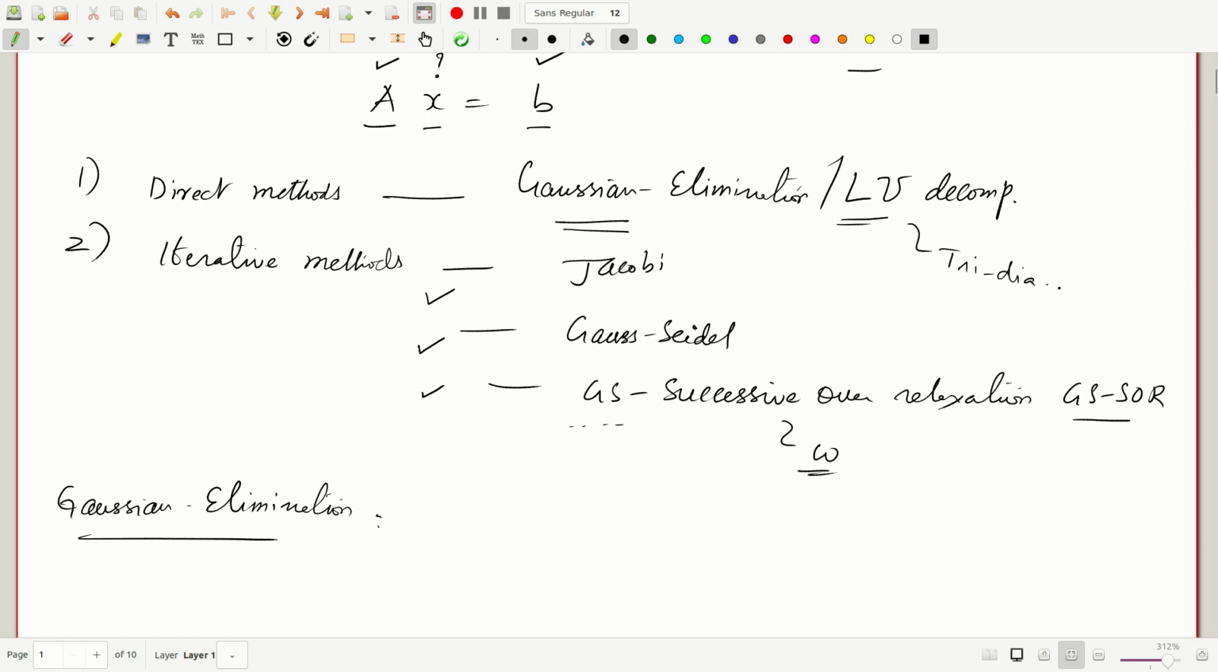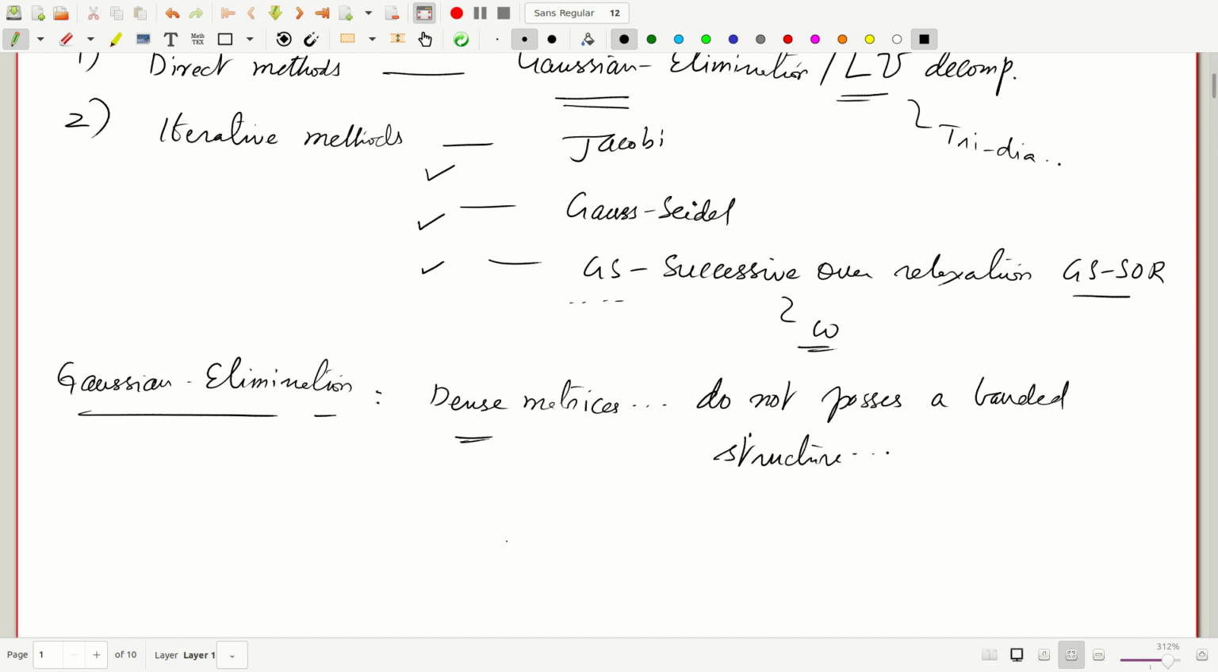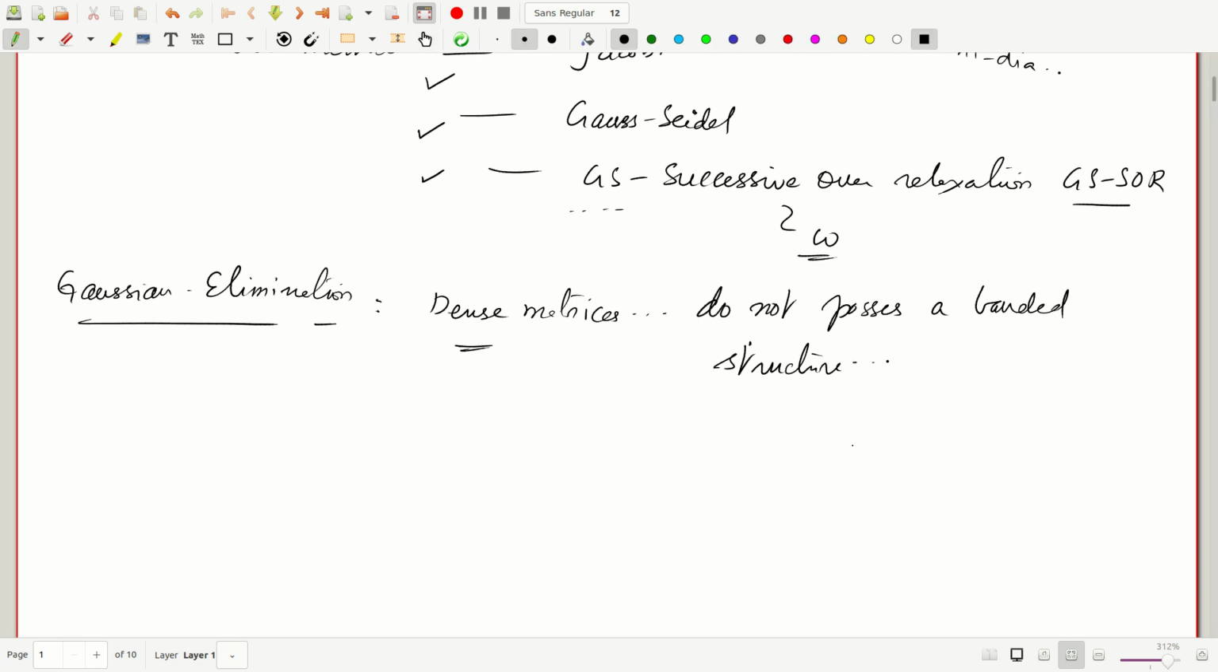We are talking about dense matrices, and these matrices do not possess a banded structure. So essentially the matrix is dense, and there is no banded structure. That means this is not like a tridiagonal or a pentadiagonal system. We have to see if we can calculate the solution vector X for such linear systems, that is Ax equal to B.